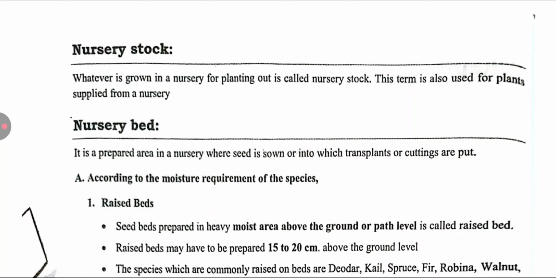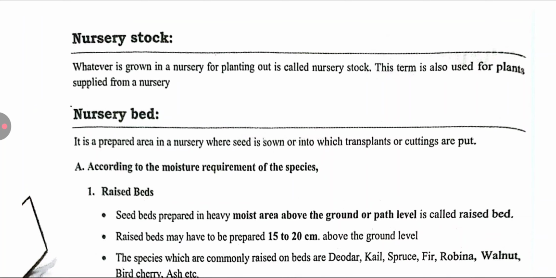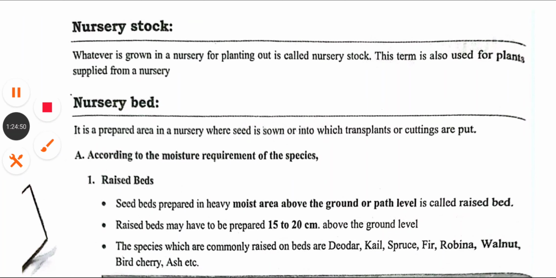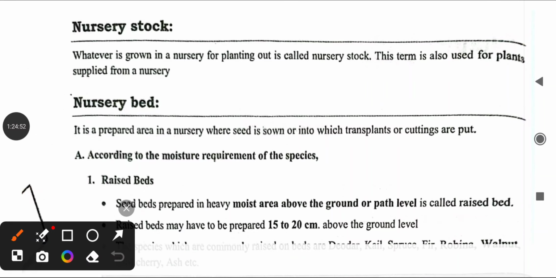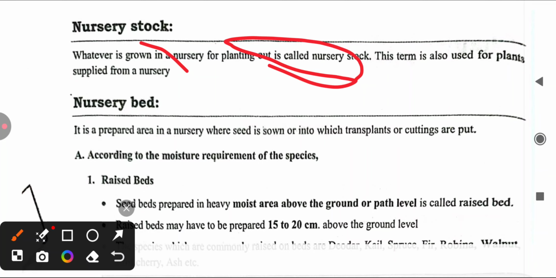ठिक छ त्यसपछि नर्सरी स्टकको बारेमा चाहिँ whatever is grown in a nursery for planting out is called nursery stock. This term is also used for plants supplied from a nursery. Nursery bed, it is a prepared area in a nursery where seed is sown or into which transplant or cutting are put.